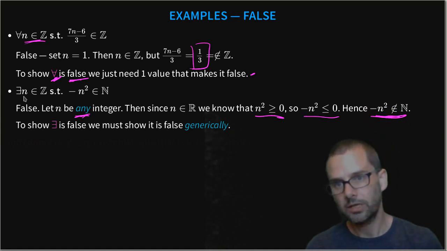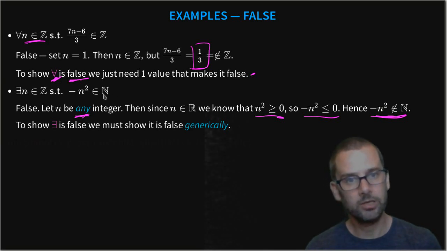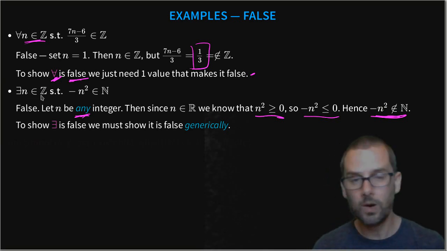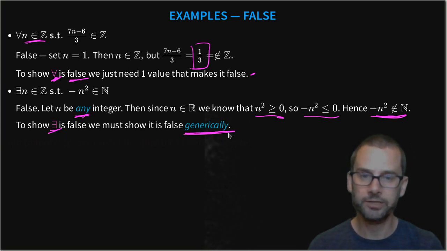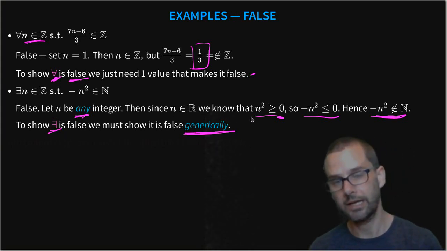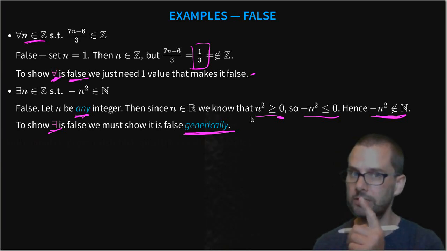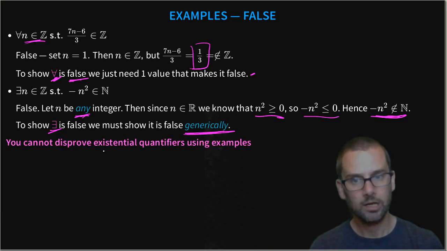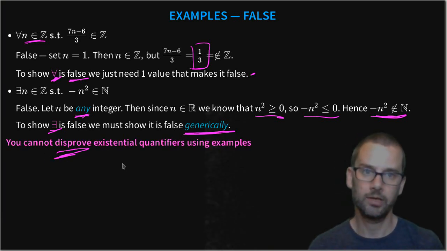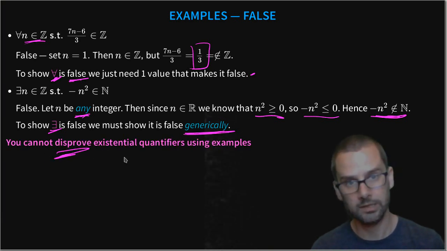Now notice, this is only going to be true if we can find at least one example that makes it true. So in order to show it's false, we have to show it's false everywhere, for a generic element of that set. We can't just show it's false once, we have to show it's false everywhere. So it's generally a bit harder. So you cannot disprove existential quantifiers using examples.